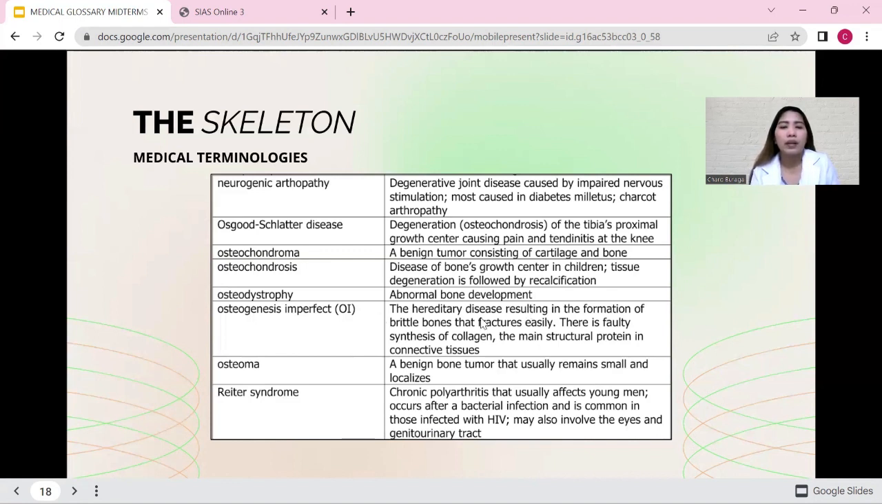Osteogenesis imperfecta, the hereditary disease resulting in the formation of brittle bones that fracture easily. And there is faulty synthesis of collagen, the main structural protein in connective tissues. The osteoma, a benign bone tumor that usually remains small and localized. Okay, Reiter syndrome, chronic polyarthritis that usually affects young men, mga kagaya nyo, na nagkakaroon ng bacterial infection, in those infected sa HIV, because it involves the eyes and the genitourinary tract at nagkakalat na yan sa bone. That is the Reiter syndrome.